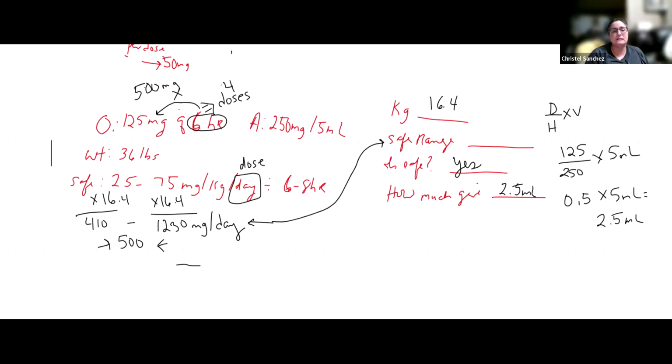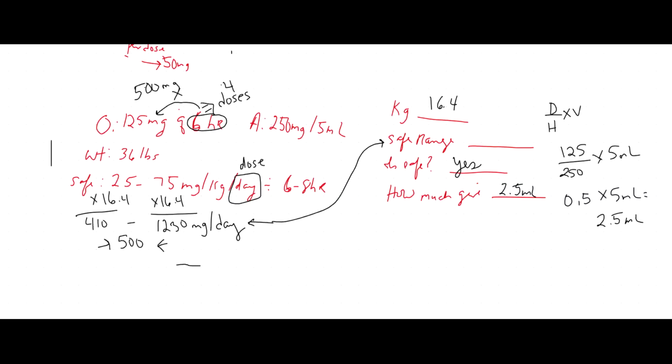So if it says 410 to 1230 per dose, my dose is 125. Would this have been safe if it said per dose? No, it would have been too high.